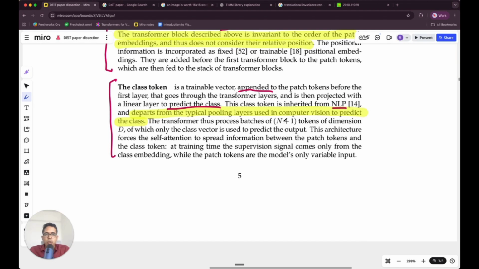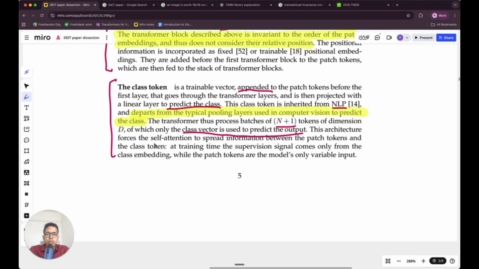The transformer thus processes batches of n plus 1 tokens. Why? N because there are n patches in each image, plus 1 because you have the classification token also. N plus 1 tokens of dimension d, of which only the class vector is used to predict the output. So only the context vector corresponding to the class token is used for predicting the output.